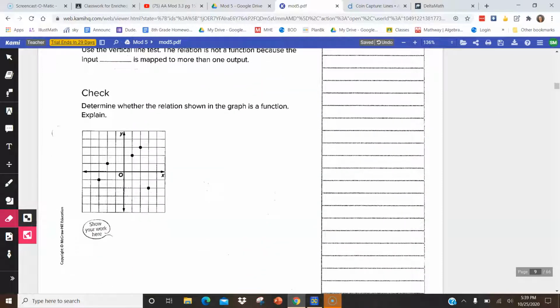Is this a function? Let's see. Line, line, line, line. It's a function. It doesn't bonk at all. That'd be the bonk, but you'll hear the bonk when you're in class. That's going to be the phrase that pays.